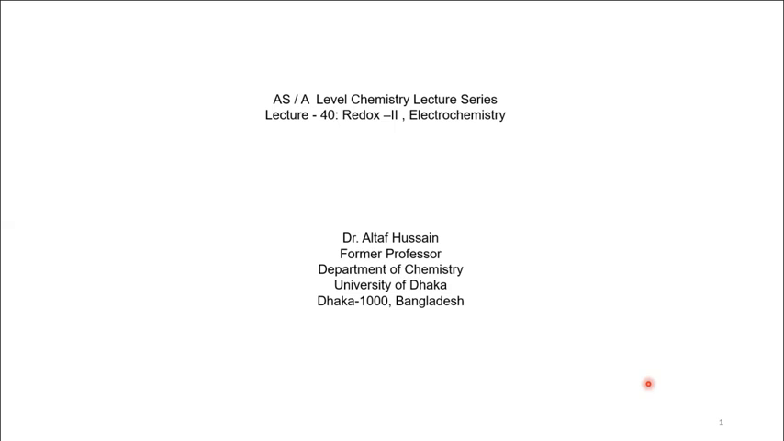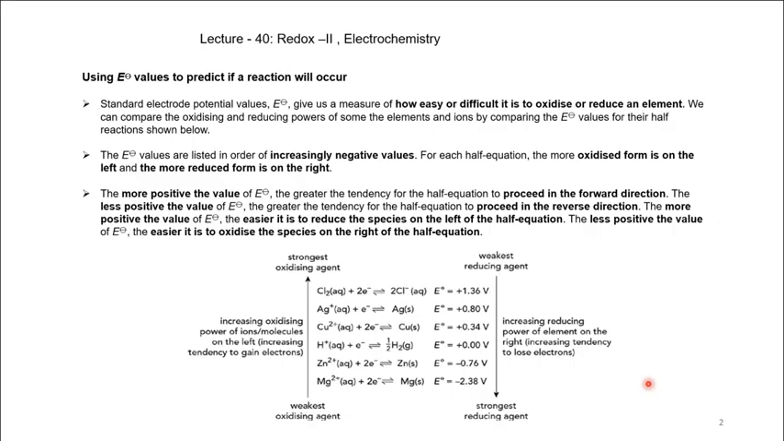Now we extend it in the 40th lecture. This is how we use the standard electrode potential. You know the symbol of standard electrode potential. So we use the value of standard electrode potential to predict how easily or how difficult it is to oxidize or reduce an element. That's what we can predict. Here we have listed the electrode potentials of half reactions of some of the reactions, showing which one will be the oxidizing agent, which one will be the reducing agent, etc.